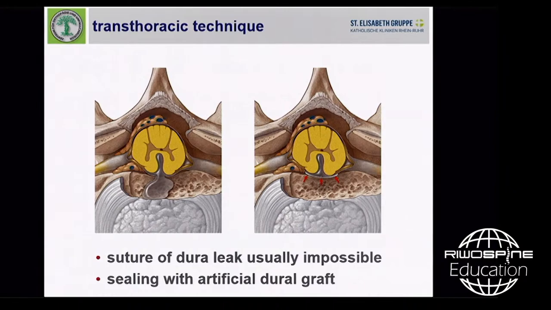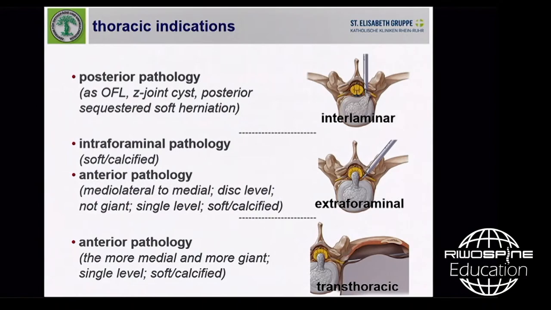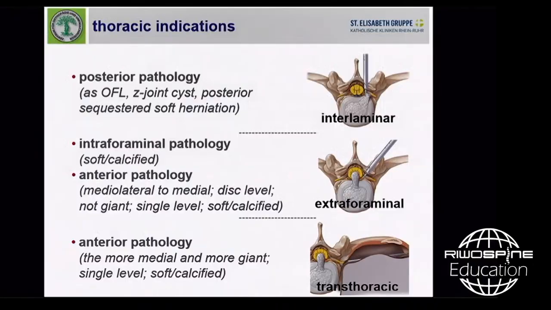So what can we say? Posterior pathology, we use an interlaminar approach. Posterior pathologies here in Germany or in the Western countries, sometimes OPLL, but the posterior pathologies are rare. Yeah? Sometimes we have some herniations, very, very lateral soft herniations. We can also choose the interlaminar approach. Intraforaminal pathologies, with radiculopathy, we use extraforaminal approach, but we use this extraforaminal approach also for a lot of anterior pathologies. But maybe the more medial and the more giant, the more we have to use the anterior, the transthoracic approach. But we can say the most frequent approach for us at the thoracic spine is the transforaminal, extraforaminal approach.